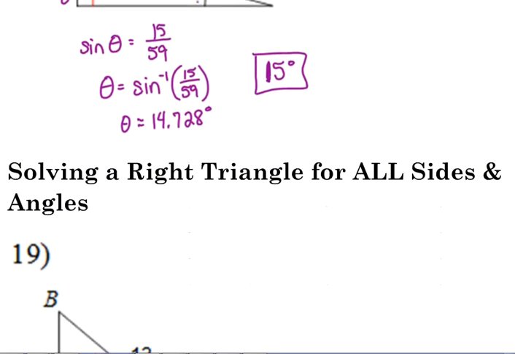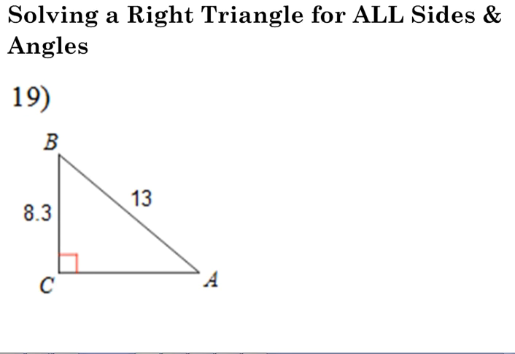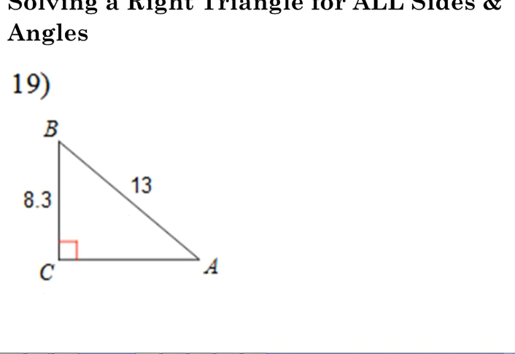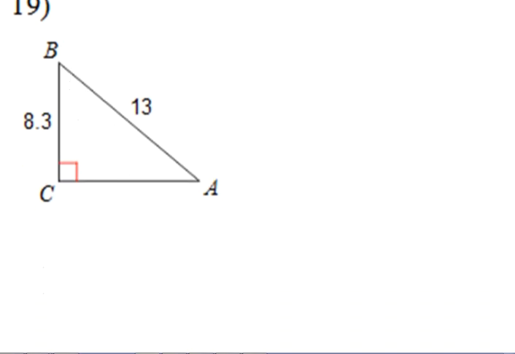All right, let's look at number 19. Solving a right triangle for all sides and angles. The instructions say solve the triangle. So that means I need to find all the angles and all the sides of this right triangle. What's the easiest thing to find in this triangle right now? The third side, right? Pythagorean theorem, we can find side AC.